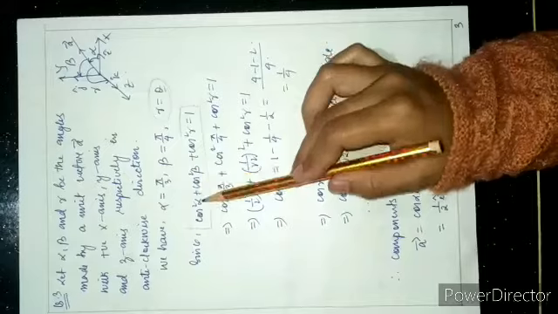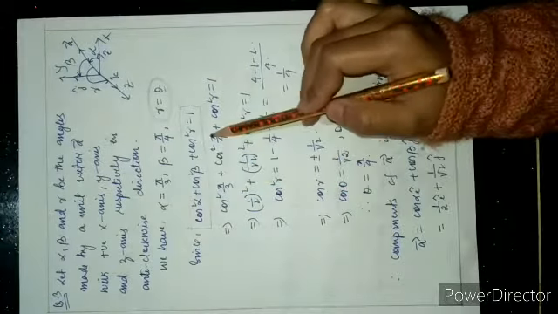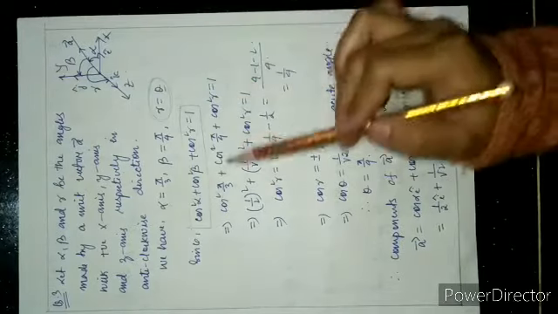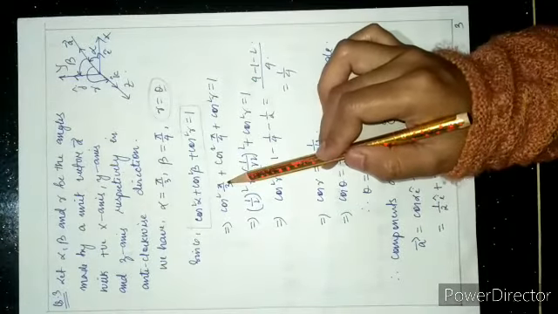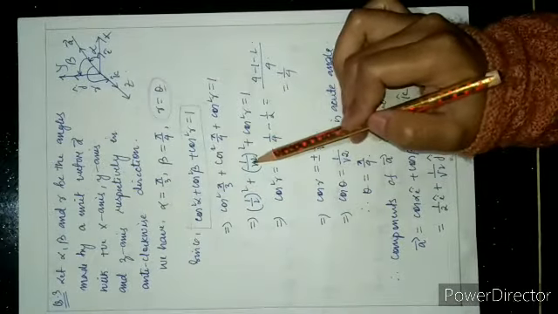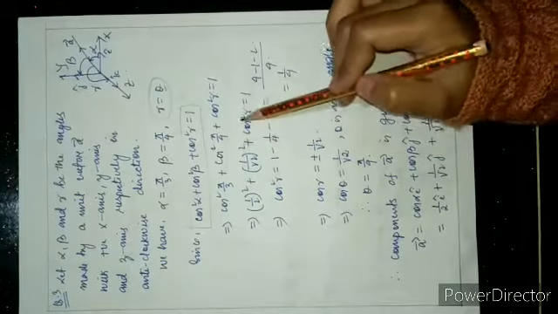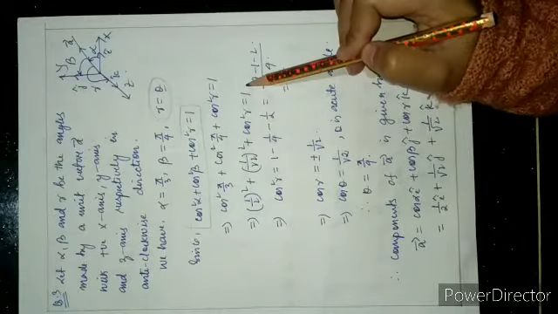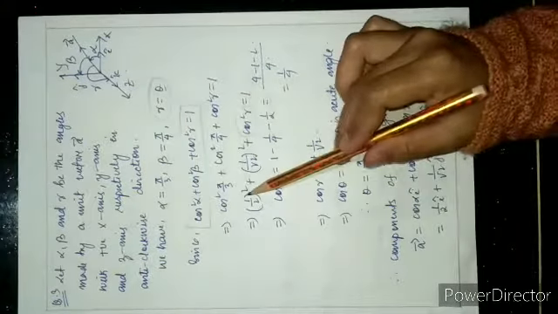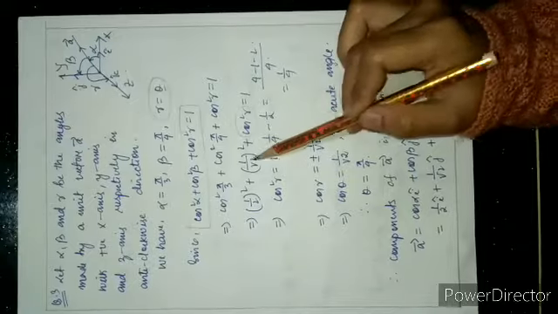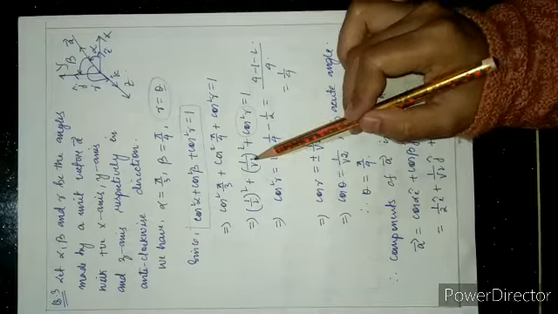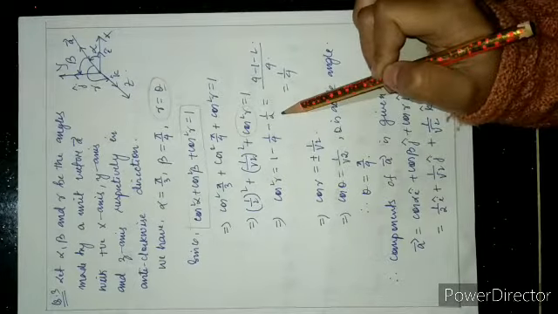Here in cos square, replace alpha by pi by 3 and beta by pi by 4, and we have cos square gamma equal to 1. Cos pi by 3 means cos 60, which is 1 by 2, whole square, and cos 45 is 1 by root 2, whole square, plus cos square gamma is equal to 1. Then cos square gamma is 1 minus 1 by 4 minus 1 by 2.